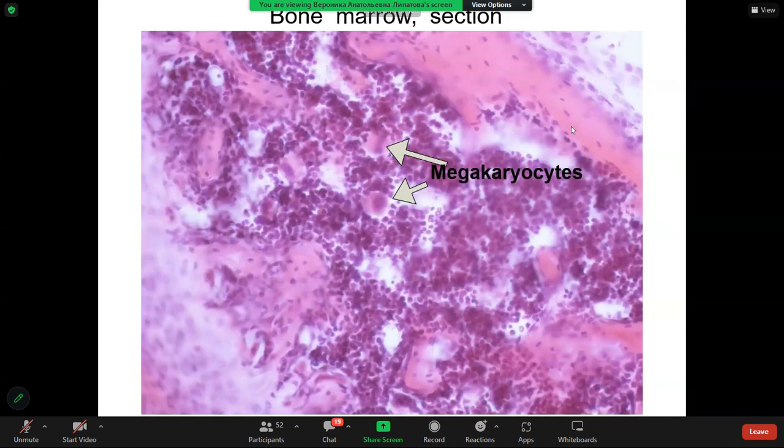The same. Here is bone. This is the cartilage here. And this is megakaryocyte.